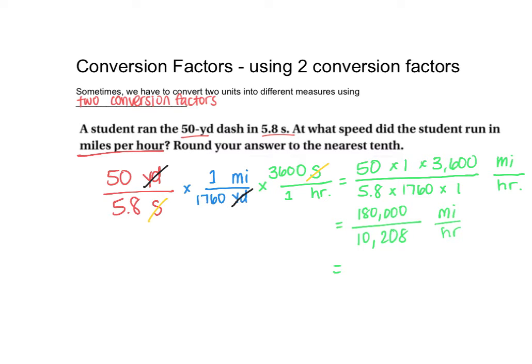And this simplifies to, once you use a calculator to divide, 180,000 divided by 10,208 will give us 17.6 miles per hour. All right, so that was a little bit more complicated. Just remember, our units are super important because that will tell us what we need to multiply by for our conversion factor.